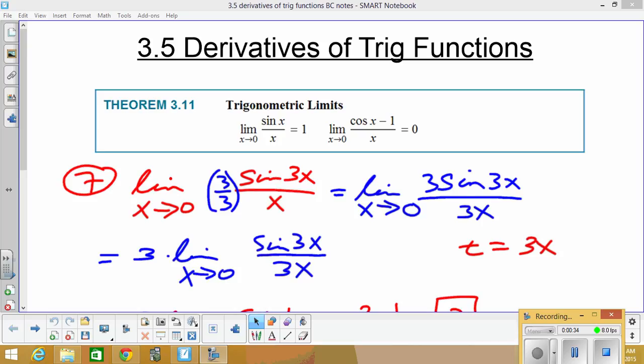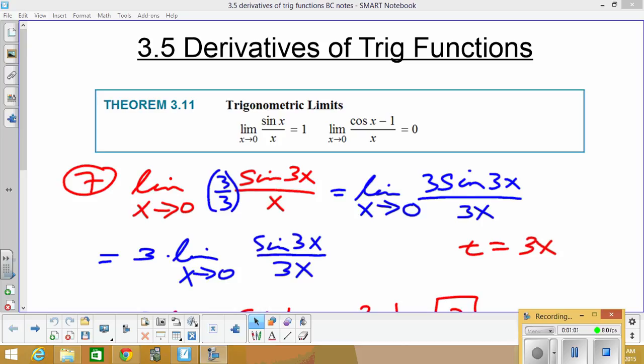And now in this chapter, in the section derivatives of trig functions, we're going to use these limits that we know and manipulate them in some other way. So for the homework section number 7, I have the limit as x approaches 0 of sine 3x over x. How do we find the limit? It's not identical. I cannot say it equals 1.